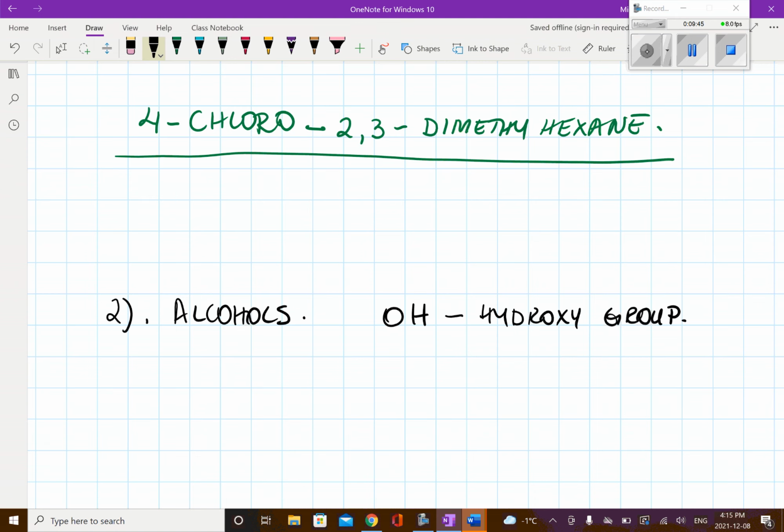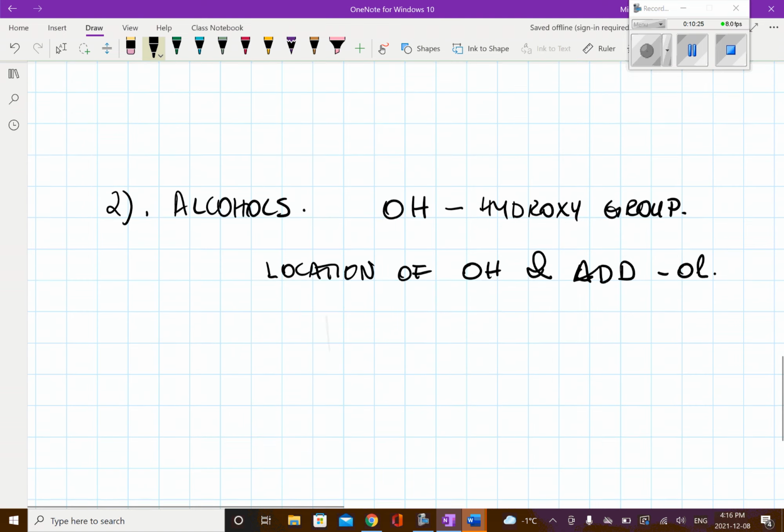Okay, to name the alcohol, what we do is we drop the E. So if we have propane or ethane, then we drop the E and we add the position location of the OH, along with the OL. Okay, so let's see some examples on this.